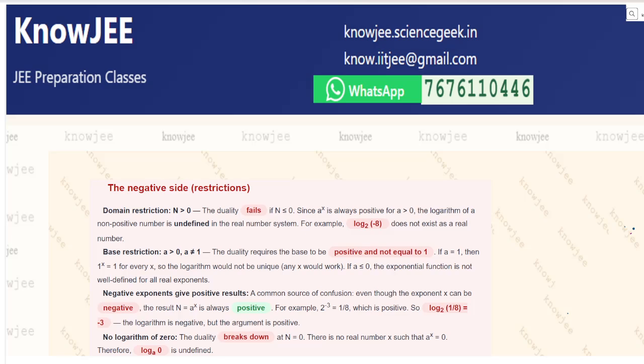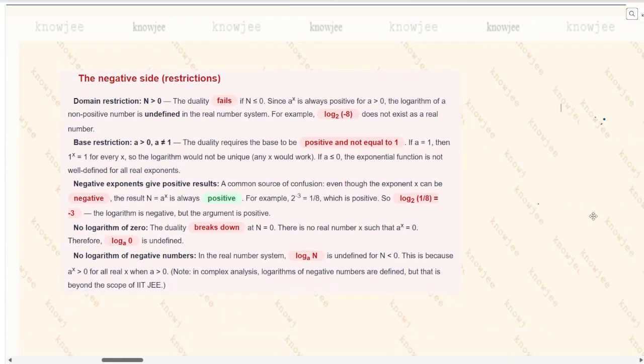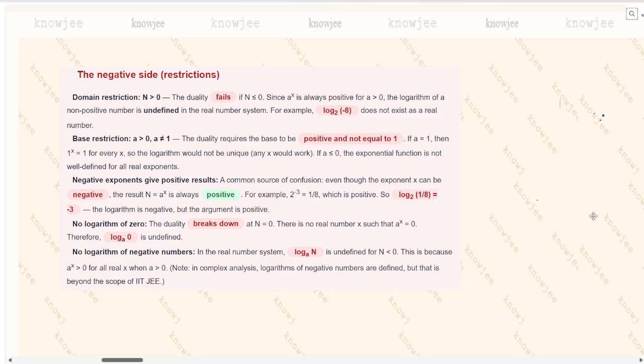Now we discuss the negative side of logarithm. So logarithm domain is restricted. n should always be positive, and a should be greater than 0. a cannot be equal to 1. So there is a domain restriction, then a base restriction.